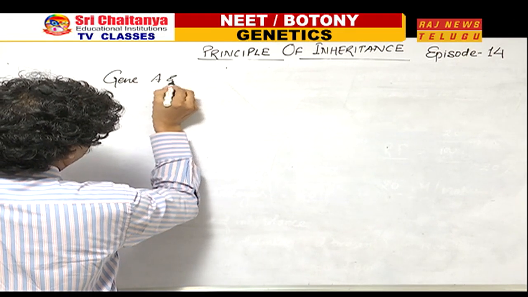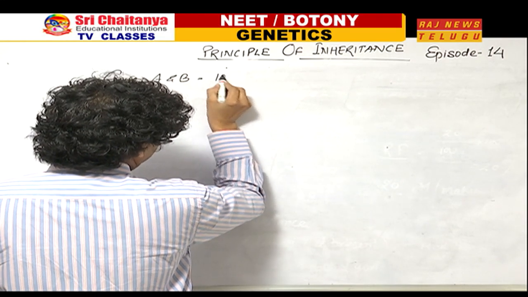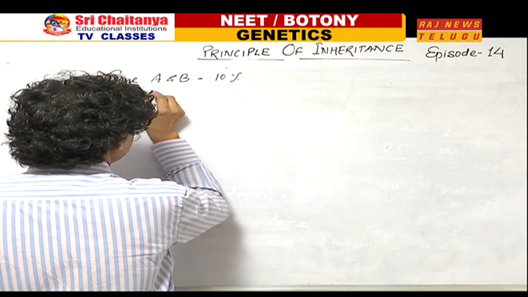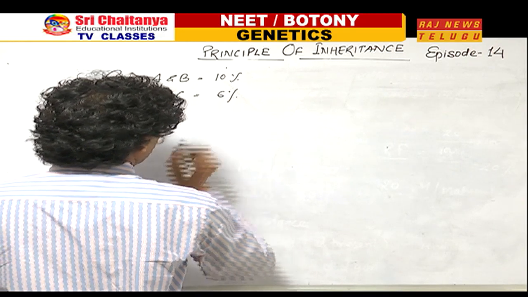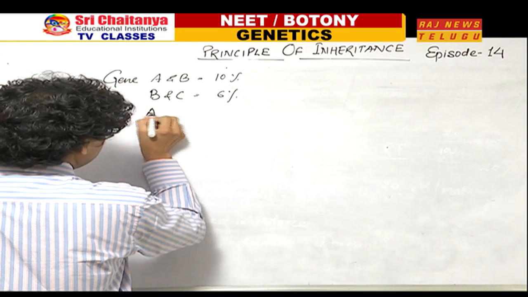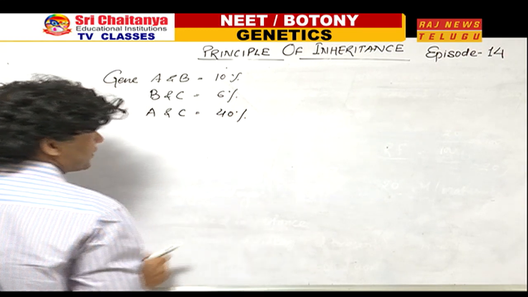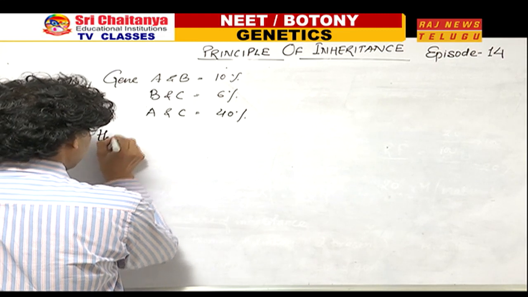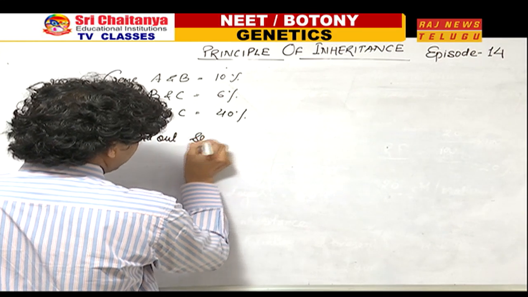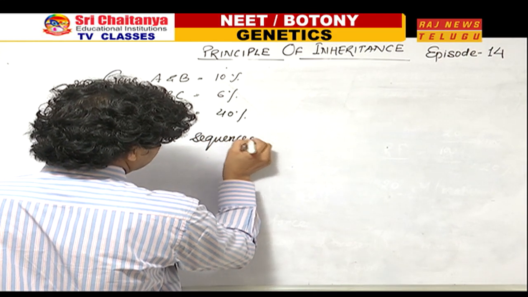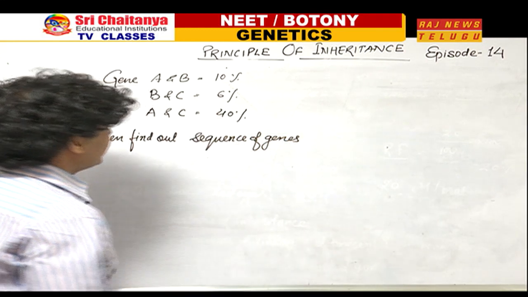Gene A and B showing 10% recombination frequency, B and C showing 6% recombination frequency, gene A and C showing 4% recombination frequency. Then find out sequence of genes.